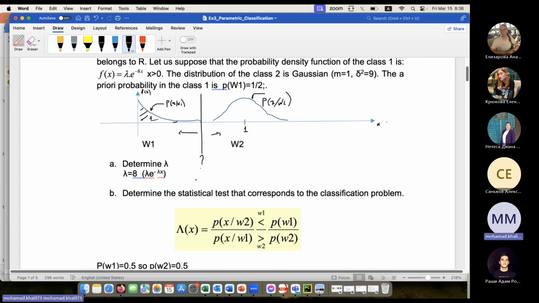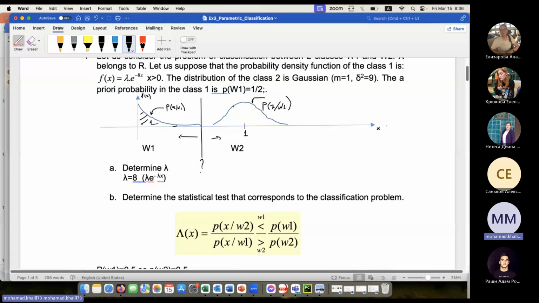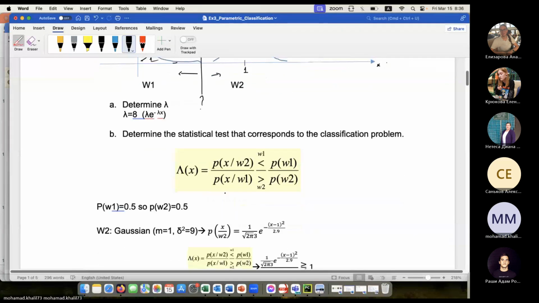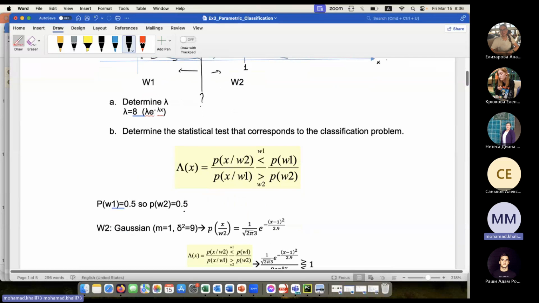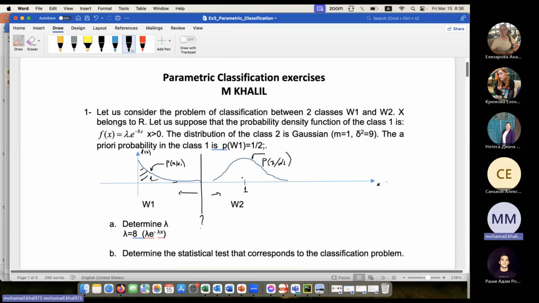Second, we have to determine the statistical test that corresponds to the classification problem. You have to apply the formula because you have only two classes. The ratio of the probability here over the probability here, if it is less than P omega 2 over P omega 1, is class 1, otherwise class 2. P omega 1 is 0.5 and P omega 2 is 0.5, because the sum of both probabilities must be 1.